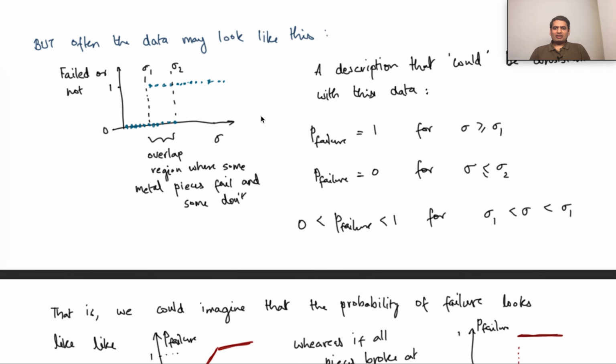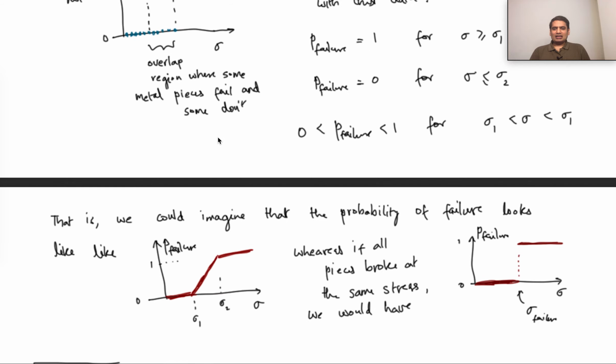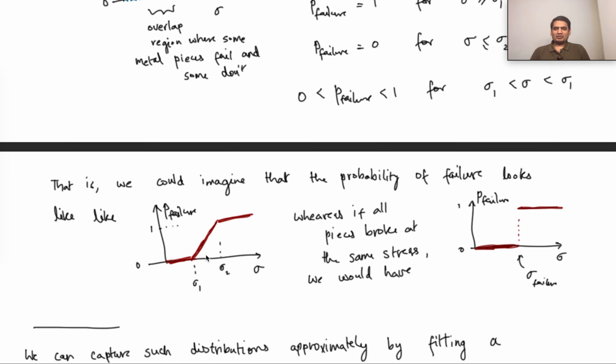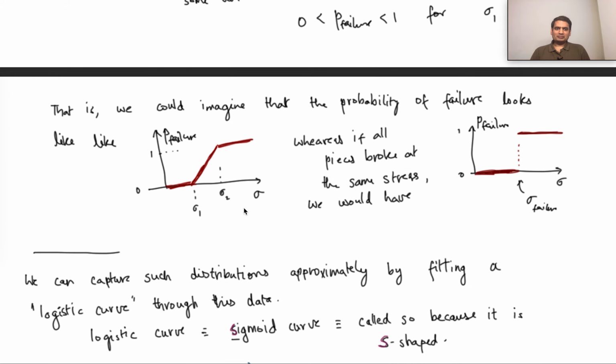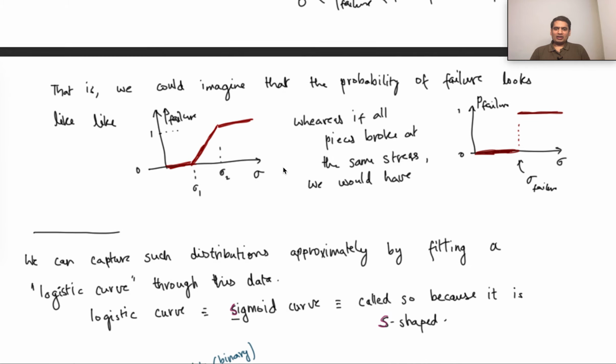Okay, so what do we want to do? We have some binary data. You have some data with outputs zeros or ones based on some inputs. And maybe you can convert it into some probability distribution like this, between 0 and 1.